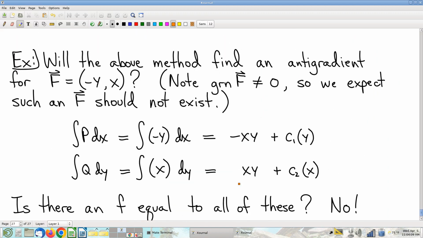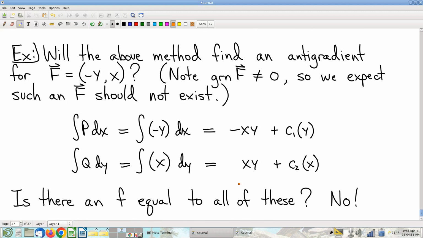Reminder, though, it shouldn't always work, right? I mean, we know that there are some vector fields that don't have an anti-gradient. There should not be an anti-gradient for this one. We've already computed Green's operator. It wasn't 0. We know there is no anti-gradient. And in a situation where there is no anti-gradient, we better hope that our method doesn't find one, because then we can't trust our method, right? It better not find something that doesn't exist.